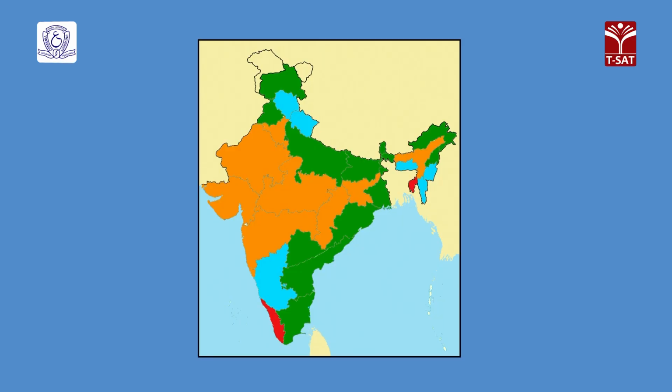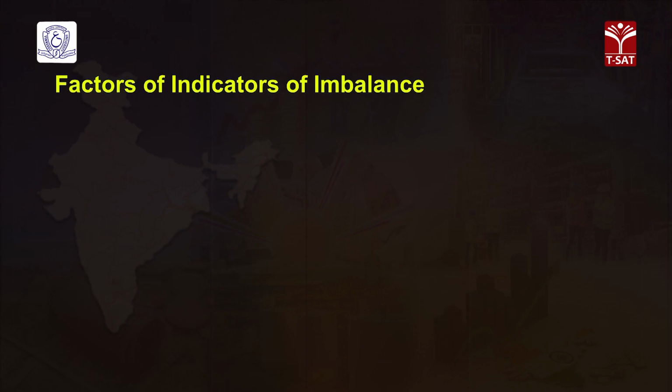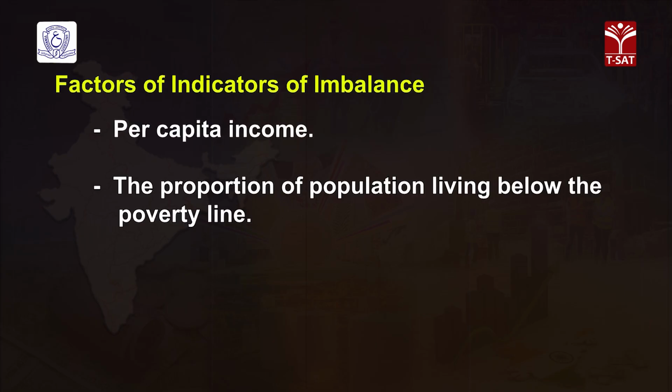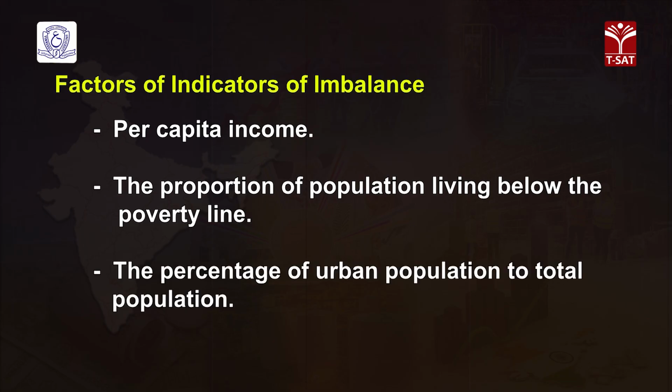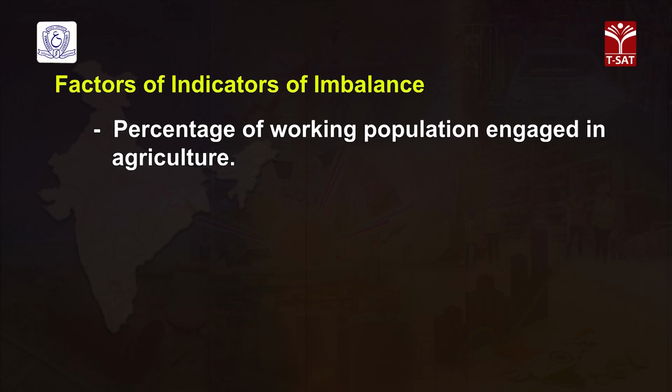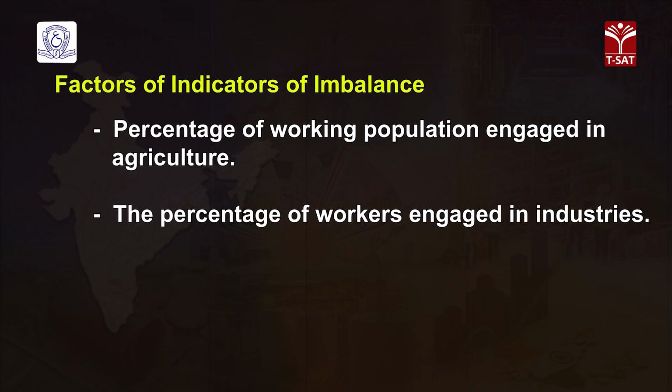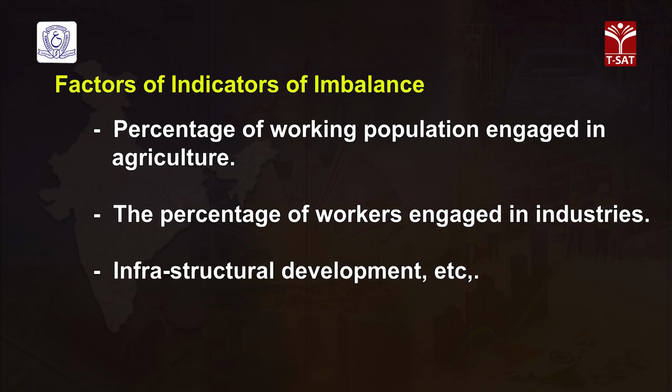The indicators of imbalance. India is facing the problem of acute regional imbalances, and the indicators of such imbalances are reflected by factors like per capita income, the proportion of population living below the poverty line, the percentage of urban population to total population, percentage of working population engaged in agriculture, the percentage of workers engaged in industries, infrastructural development, etc.